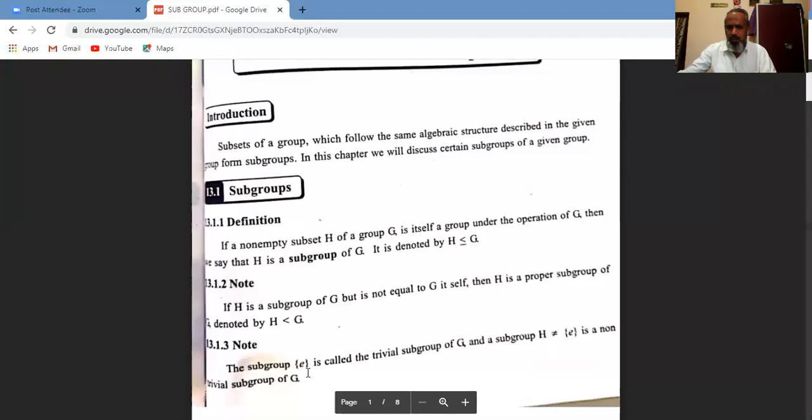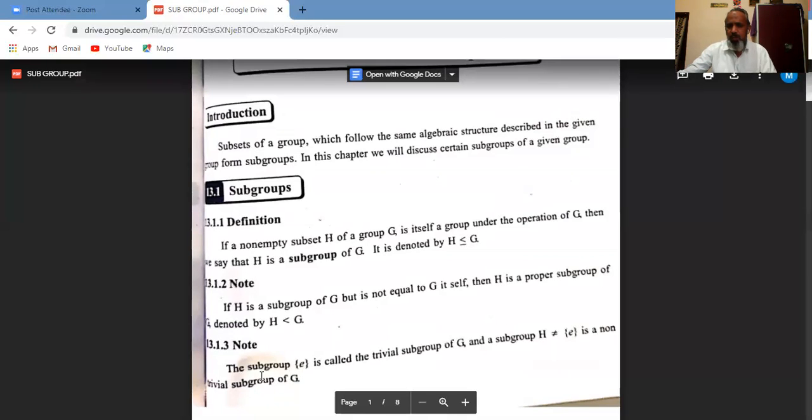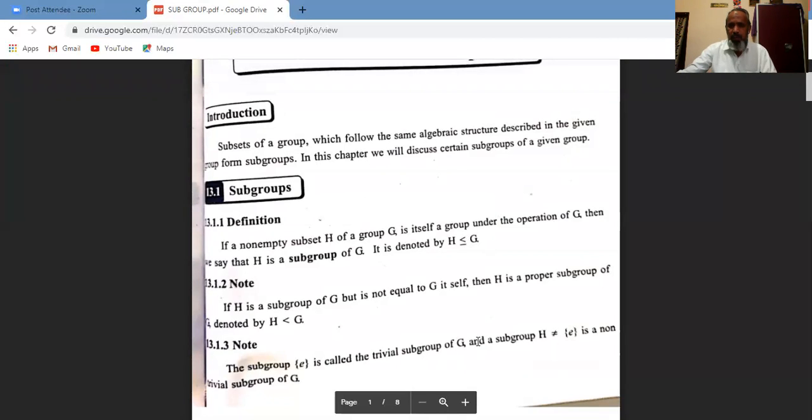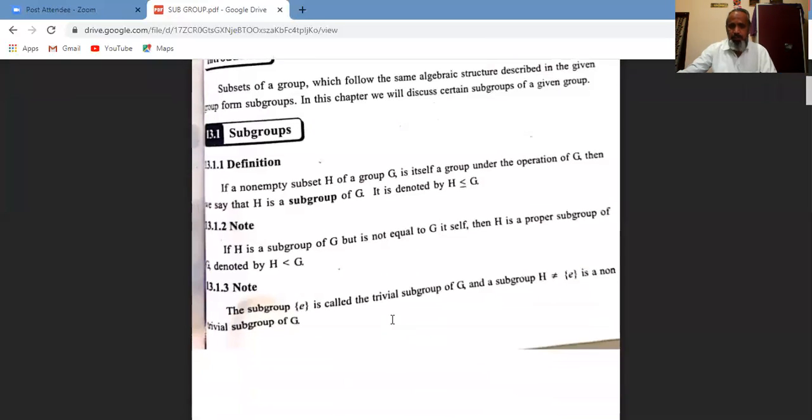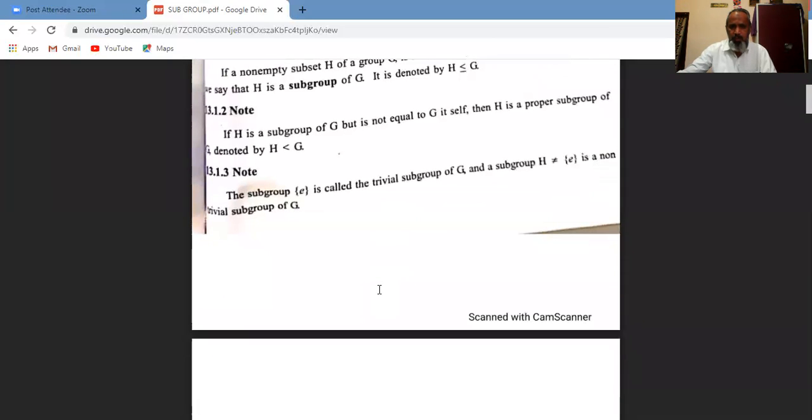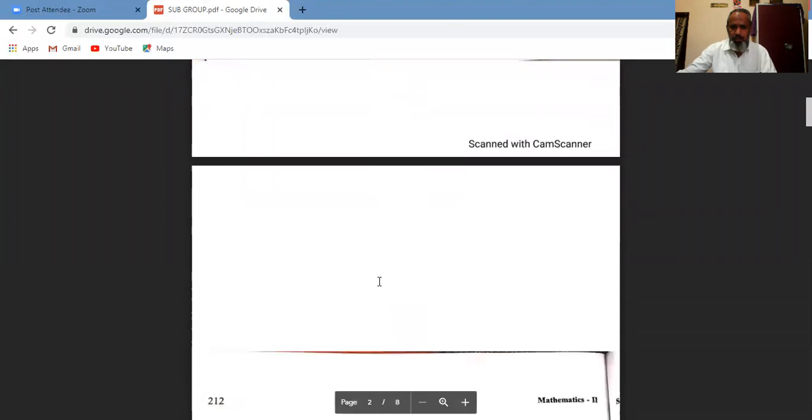The subgroup is called the trivial subgroup of G. So this is the subgroup which contains only one element, that is the identity element. The identity element satisfies closure, associative, identity, and inverse. So E is the identity element, inverse of E is E, and this group satisfies closure and associative property. Therefore, this group is called trivial subgroup or improper subgroup. If H is not equal to E, then it is called the non-trivial subgroup of G.